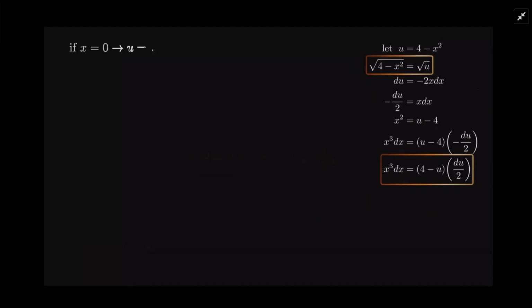All right, now we can proceed with our substitutions. Let's first change the boundaries. Okay, so if x is 0, you put that in and you get u is 4. X is square root of 3, you get u is 1. We're going to go from 4 to 1. So okay, there's our original. And now we put all our substitutions in.